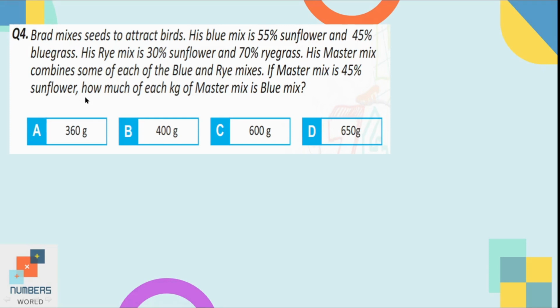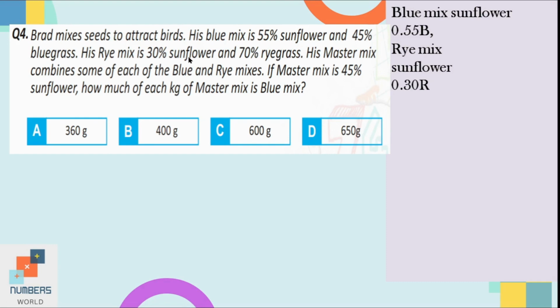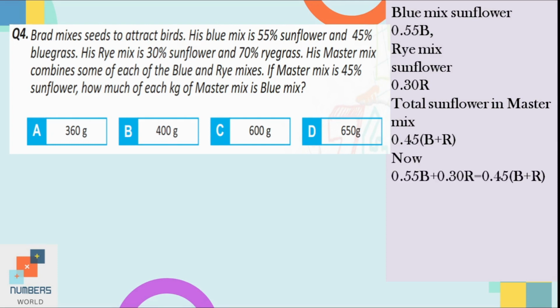So our interest is in the sunflower and blue mix. In the blue mix, 55% is sunflower, so we can write it as 0.55b. And in the ray mix, 30% is sunflower, so that can be written as 0.30r. In the master mix, we have 45% sunflower, so we will write it as 0.45 into (b plus r). As we know that the master mix is the mixture of both blue and ray mixes, we will form an equation over here. That is 0.55b plus 0.30r is equal to 0.45 into (b plus r).